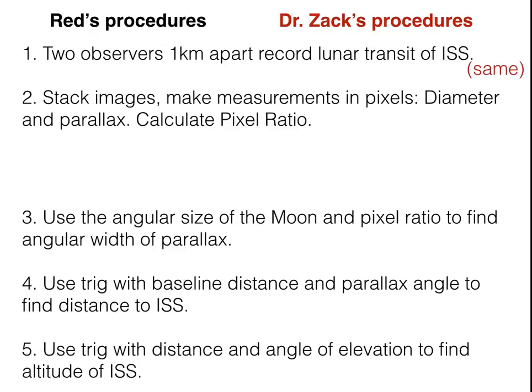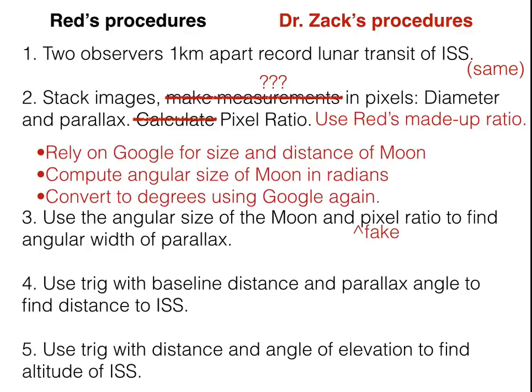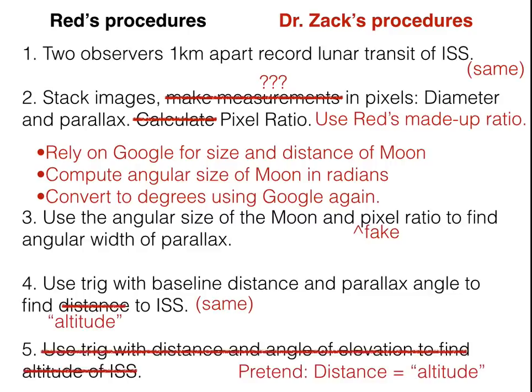But Dr. Zack's procedures are a little bit different. First off, we're starting with the same observations, but instead of measuring the pixel ratio, we're just going to assume that Red's pixel ratio is correct, and then rely on Google for the size and distance of the moon, compute the angular size of the moon in radians, and then convert to degrees using Google, and then just assume that pixel ratio is probably a fake pixel ratio anyway. But step 4 is the same, using a little bit of trig and the baseline distance to find the distance to the ISS, but you skipped step 5, Dr.